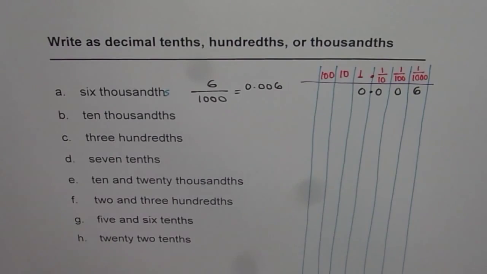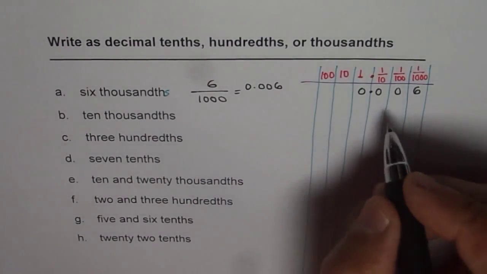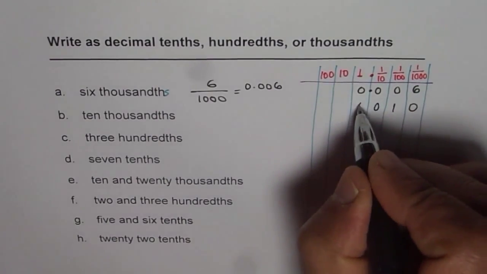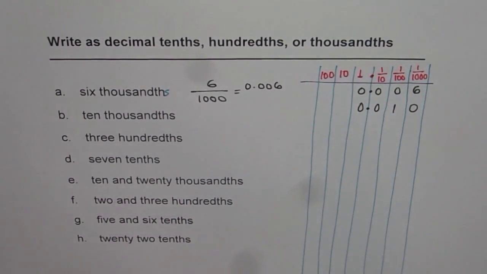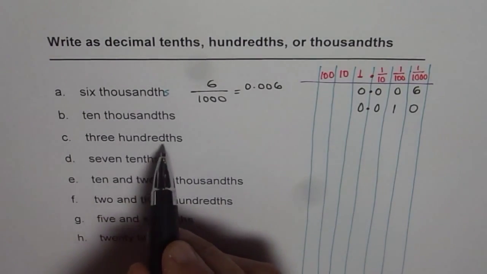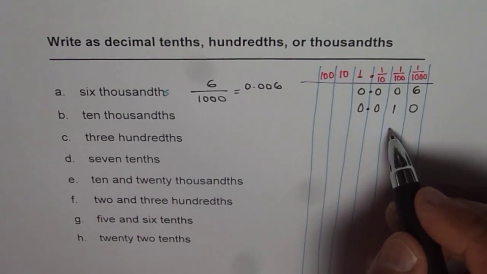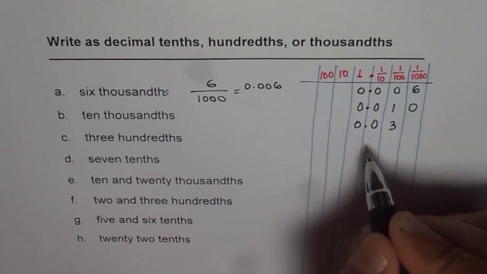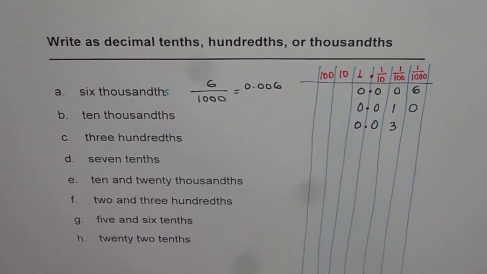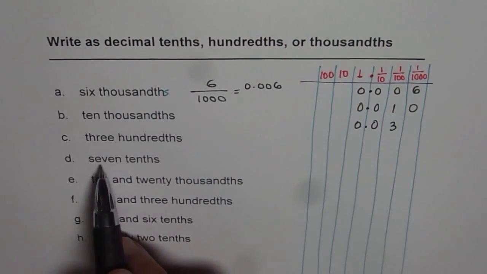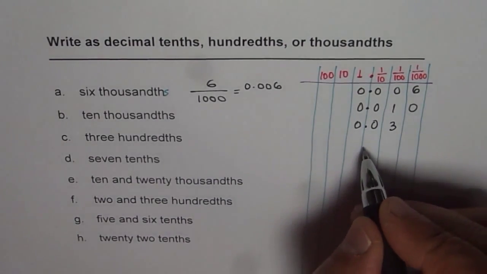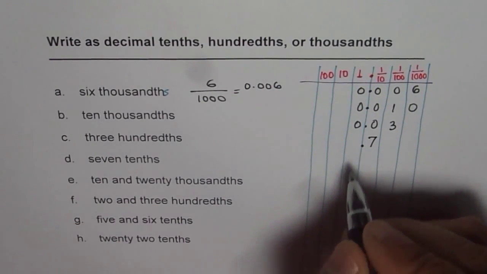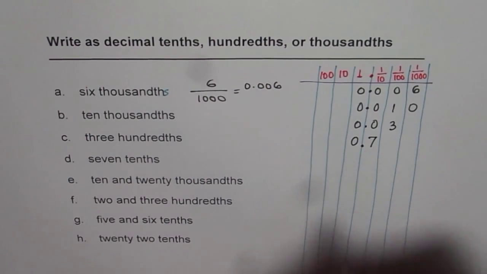Okay, let's continue. 10 thousandths, that means the number 10 comes here ending at thousands, and we are placing zeros with the decimal point. 300 thousandths, so that is hundreds position, and 3 will come here, and before that we can put as many zeros with the decimal, right? 7 tenths, so that means after decimal the first position is tenths, which is for 7. So that is 7 tenths.